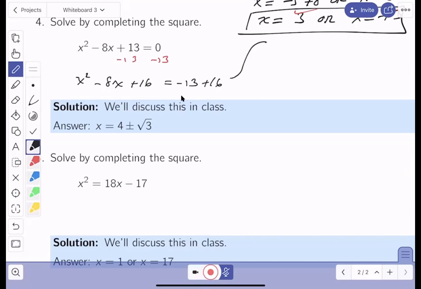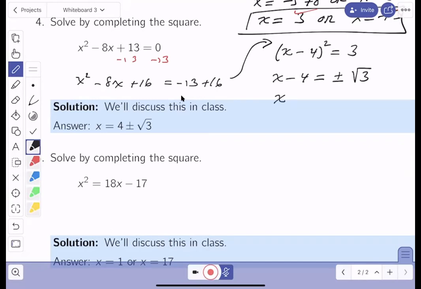One thing nice about the notes, you'll have an answer key to look at. And let's not look at it until I get done. So it's going to be x minus 4 squared, and minus 13 plus 6 is 3. Square root rule, that would be x minus 4 equals plus or minus the square root of 3.